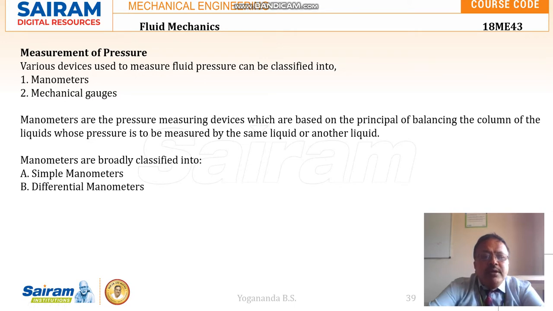Pressure measurement. We have various devices used to measure pressure: manometers and mechanical gauges. Manometers are devices to measure the pressure, balancing one column of liquid by the same liquid in the other column.